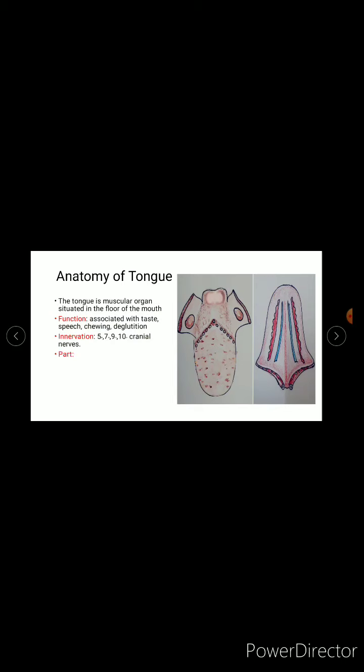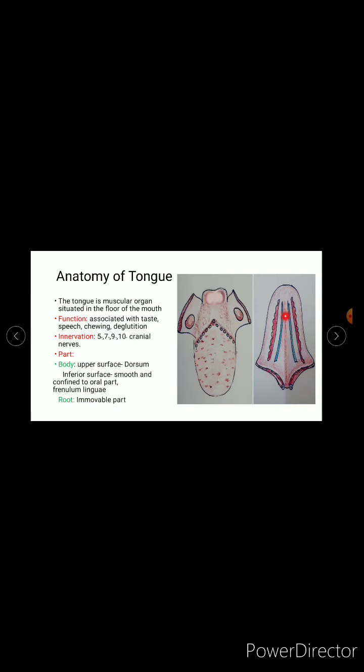Now the parts of the tongue: it has body and root, that is the immovable part. Body has upper surface also known as the dorsum of the tongue, and the inferior surface which is smooth and confined to oral part.